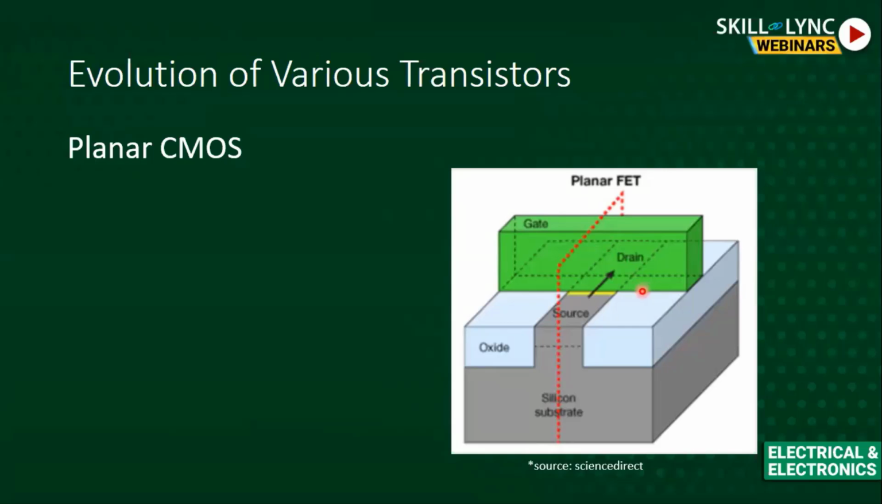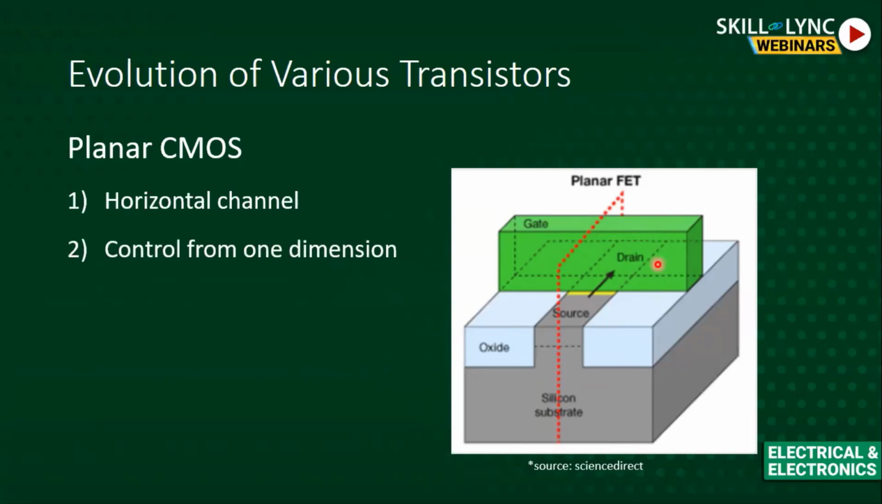We have the source, drain, the oxide layer, and the gate, and below we have the silicon substrate. You might be well aware that we use silicon for the formation of any kind of transistor. The planar CMOS is a horizontal channel, meaning the source and drain are at the same level and the gate is just above. From source to drain it is horizontal, and on top of that we have the gate in a separate layer.